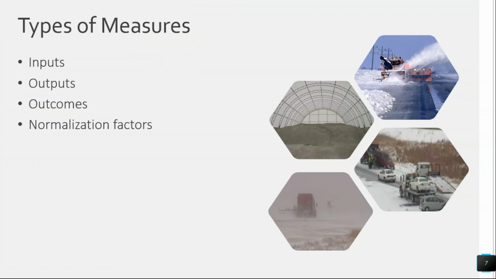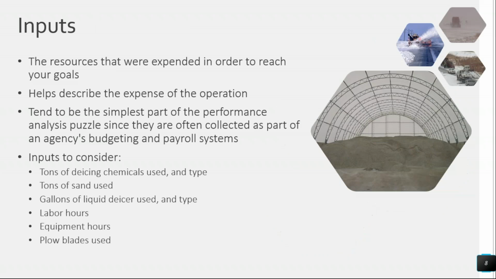I basically separate the different types of data that I use for performance analysis into 4 different bins. I have inputs, outputs, outcomes, and normalization factors, which I will sometimes also refer to in the course of this presentation as external inputs. I'm going to discuss these in turn, and I'll introduce each one and then some examples of different types that might be available for you. So the first one that I'm going to talk about is inputs.